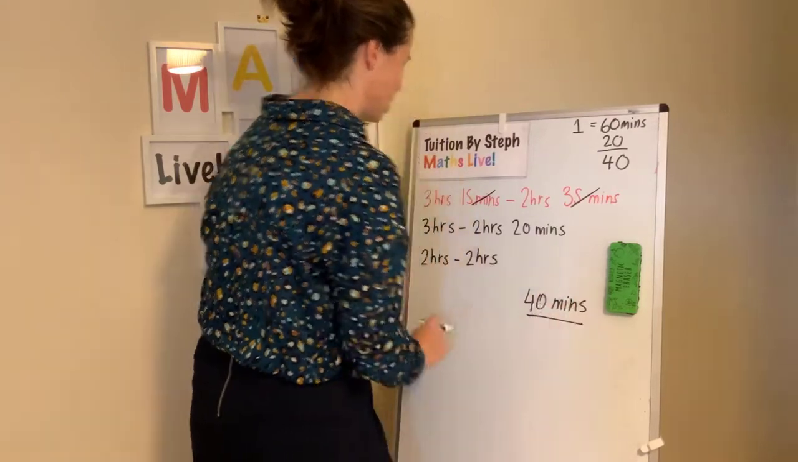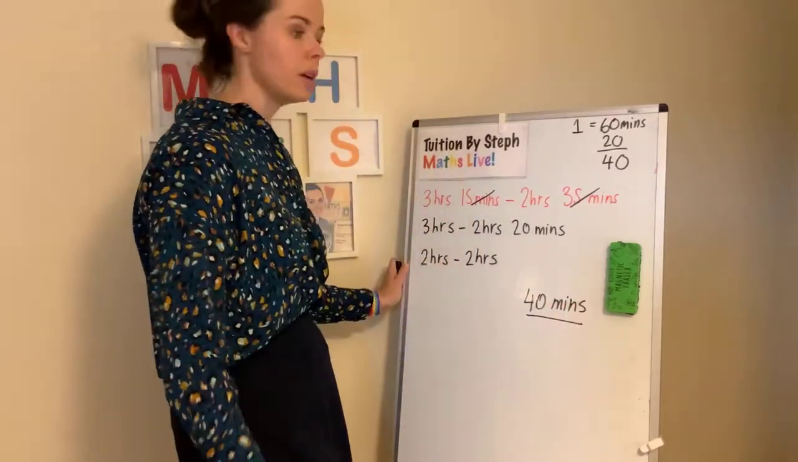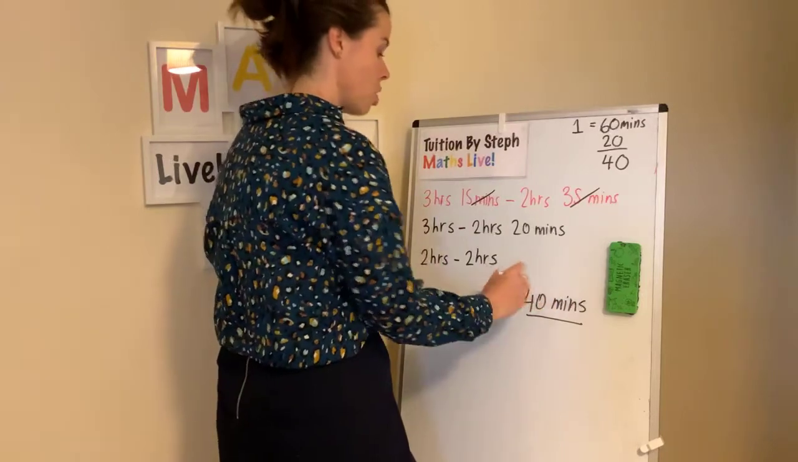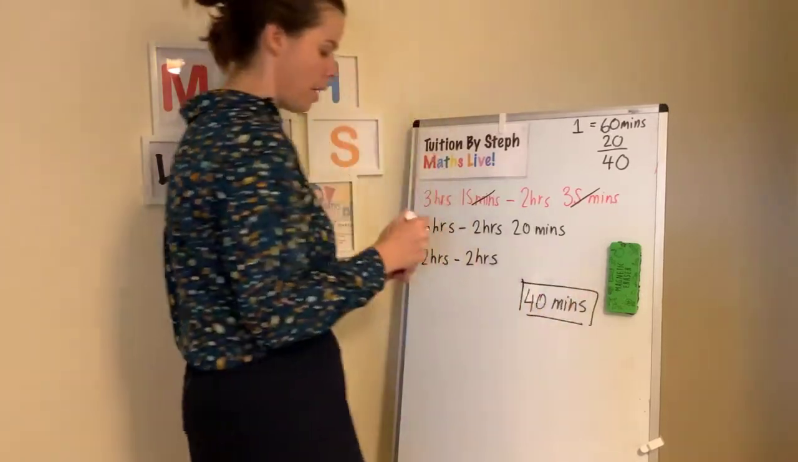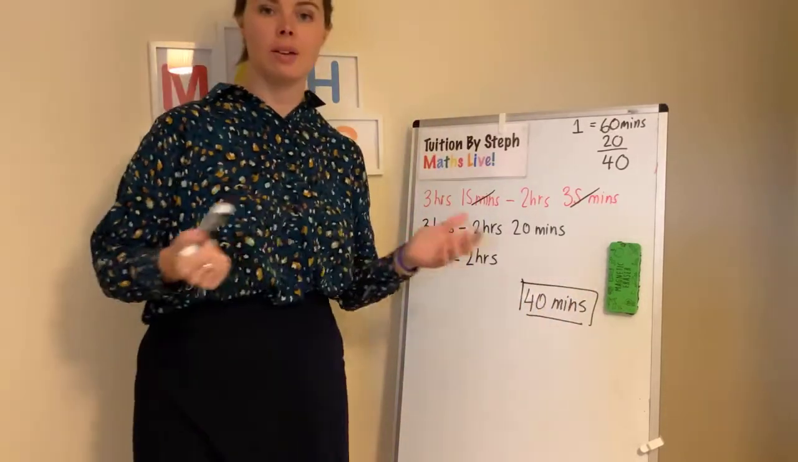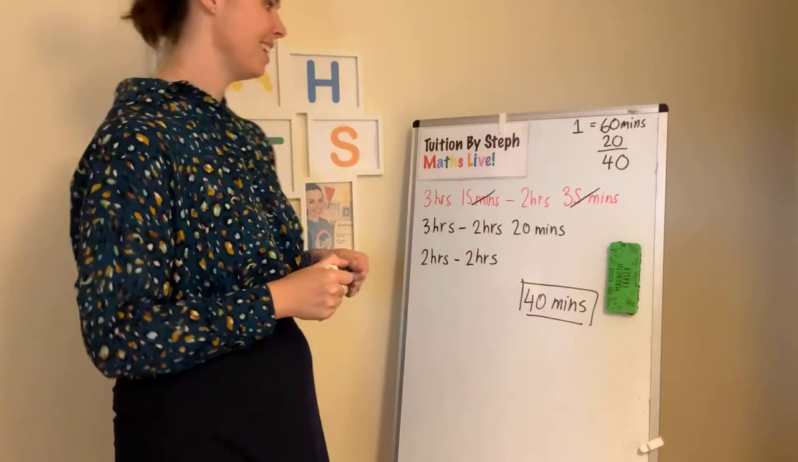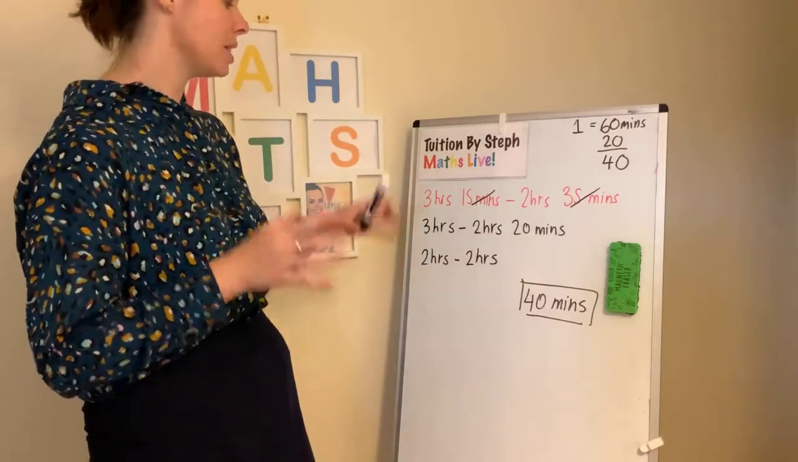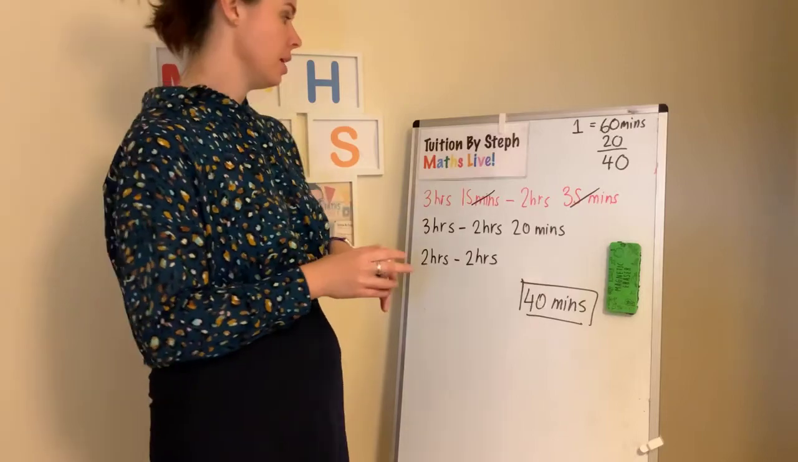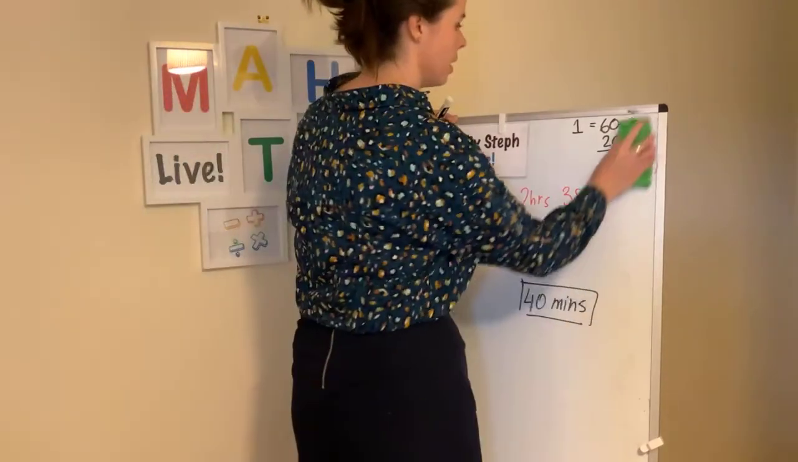The minutes are our answer. But 2 take away 2 is 0. So there's no hours. Our answer is just 40 minutes. Okay? So that's quite a weird one. But it still worked for the pattern. Okay? And that's all okay.